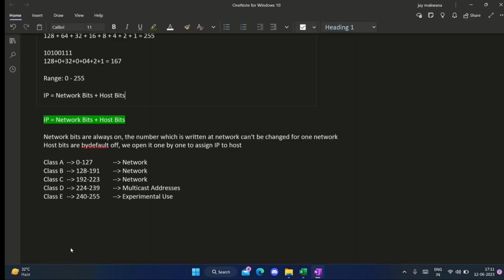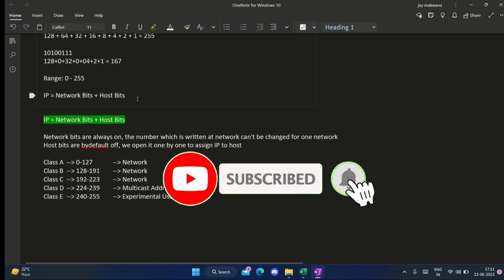Okay, now we will understand what the network bits and host bits are. So I'm going to explain this part in the next video, where we're going to discuss the subnetting part.